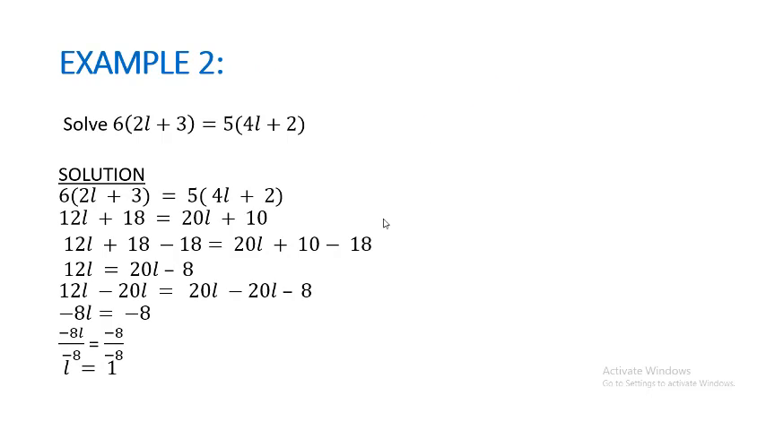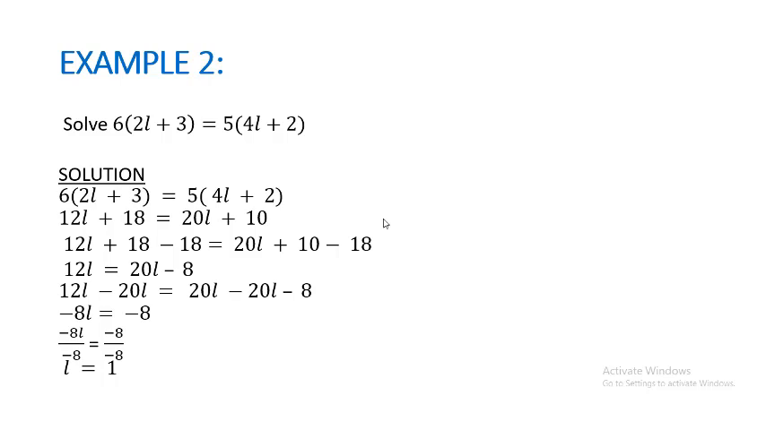Now here we have example 2. Example says solve 6 open bracket 2l plus 3 close bracket is equal to 5 open bracket 4l plus 2 close bracket. So here the same method. We are going to use the same method. We are going to multiply numbers outside the bracket by each term inside the bracket. Okay, so let us go to the solution.